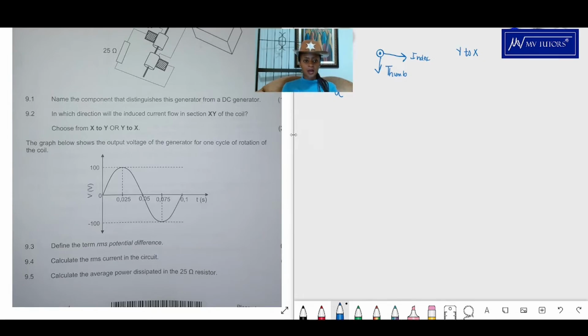Now they ask to define the term RMS potential difference. So basically, this is VRMS. The definition of the root mean squared can be a little bit tricky, but here's the thing. If you look at an AC generator and let's look at this sine wave graph, and this is for voltage, this would be your Vmax on the positive, and that would be Vmax on the negative.